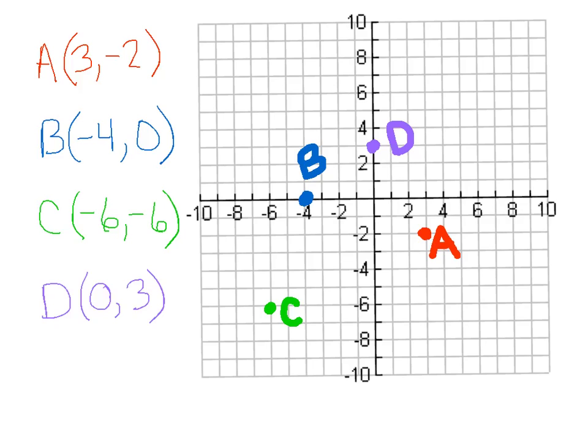Okay, if you got C and D correct, then I would go ahead and move on. If you missed the location of C and D, I would rewind just a little bit and go back to where we placed A on the coordinate graph and watch carefully again.